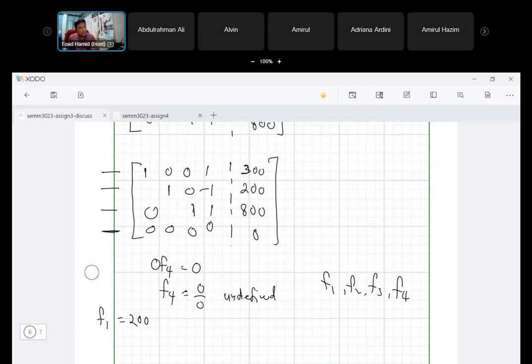You cannot solve for the unknowns. Now I've given you F1 equal to 200. Can you solve for F2, F3, and F4? Can you? Anyone? Yes. This is the important thing that I want to say to you. If you don't do this on your own, then you might not understand this.